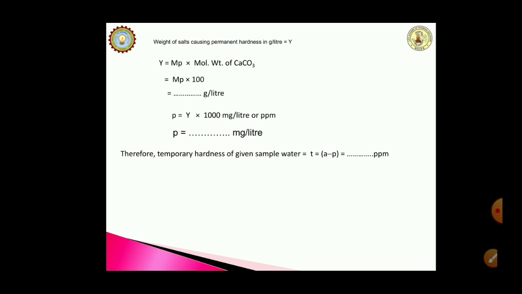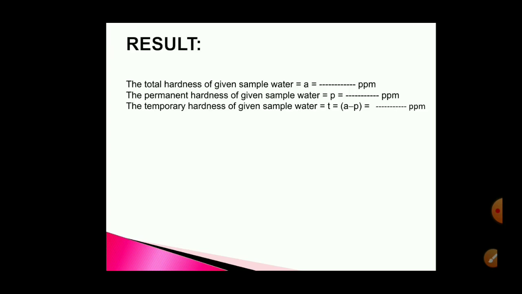And after that we will calculate the temporary hardness in a similar manner by subtracting the permanent hardness from the total hardness. And once we have all these three values, we are going to report them in the result. Total hardness, permanent hardness and temporary hardness have to be reported in the result part, and that completes our experiment.